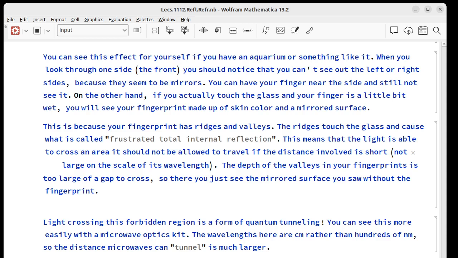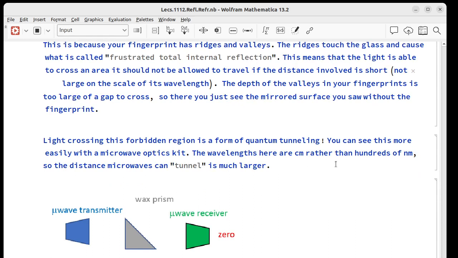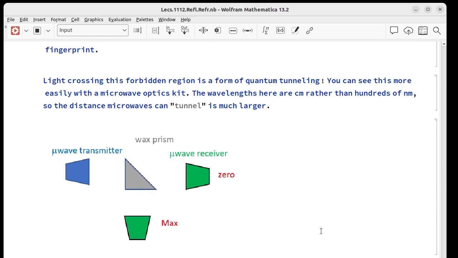So the valleys are regular total internal reflection, but the part pressing up against the tank, the fingerprints, the ridges are actually frustrating that total internal reflection. You can see this a lot easier if you use microwave optics instead of visible optics. You can get a microwave optics kit, and what you see is that light going across this region where it's not allowed is quantum tunneling.